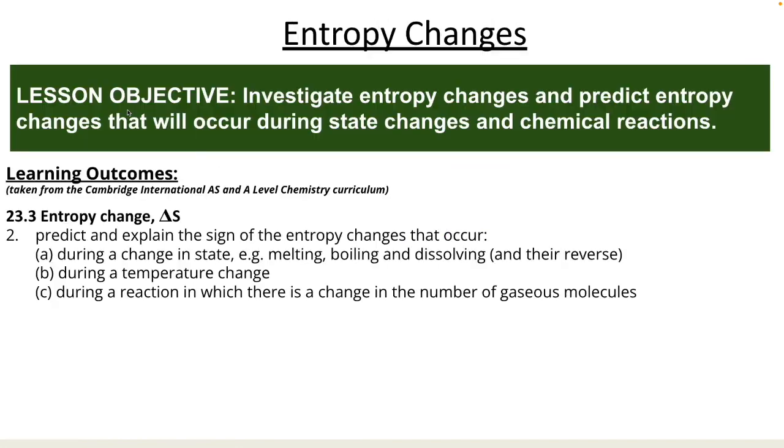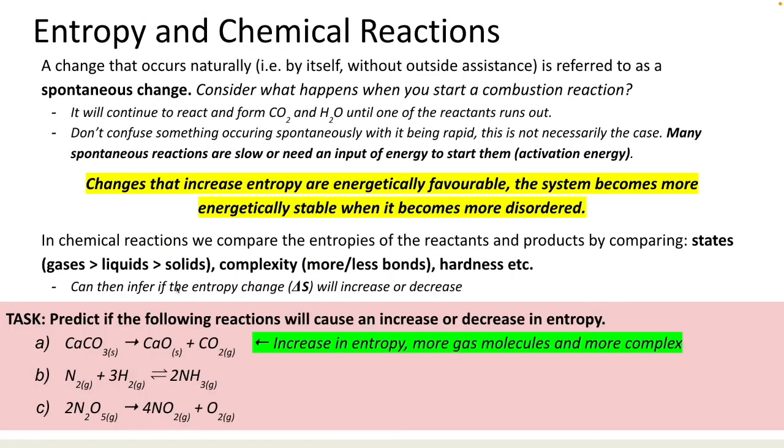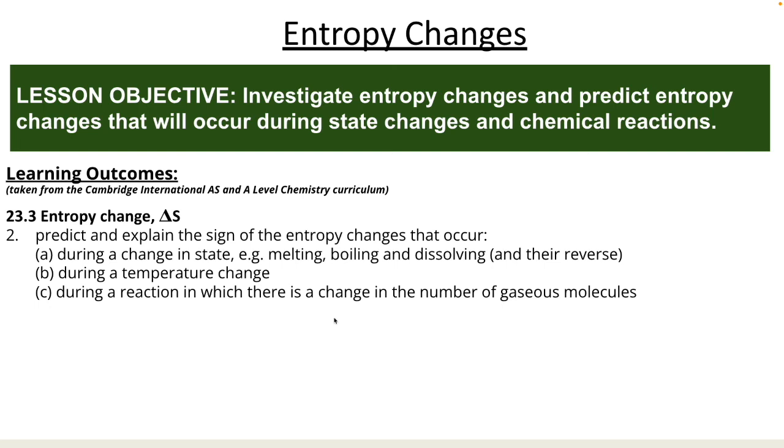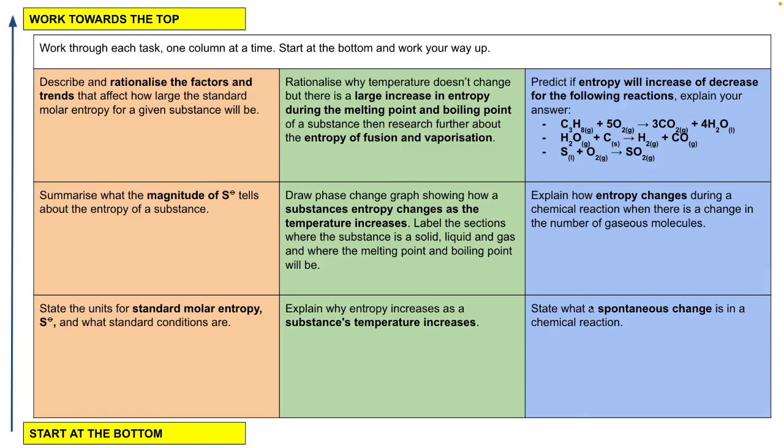But that concludes us for today. What did we do? We predicted and explained the sign of the entropy changes that occur during a change in state and during a temperature change, so looking at both of those on our diagram there. And then we looked at a chemical reaction in which there is a change in the number of gaseous molecules, where we said more gaseous molecules will increase the entropy, less will decrease it.